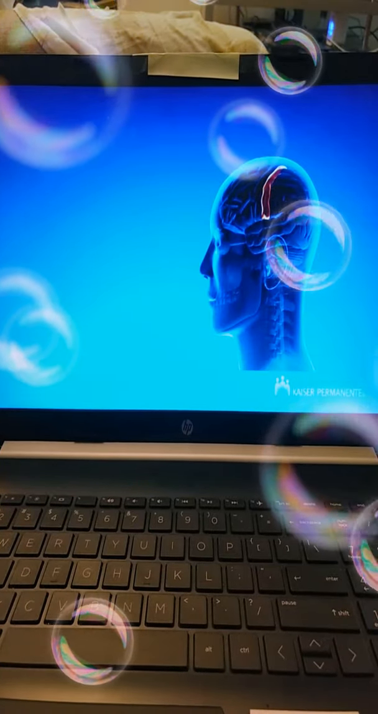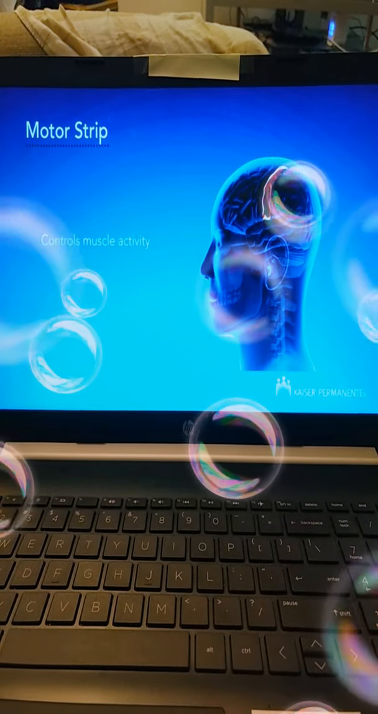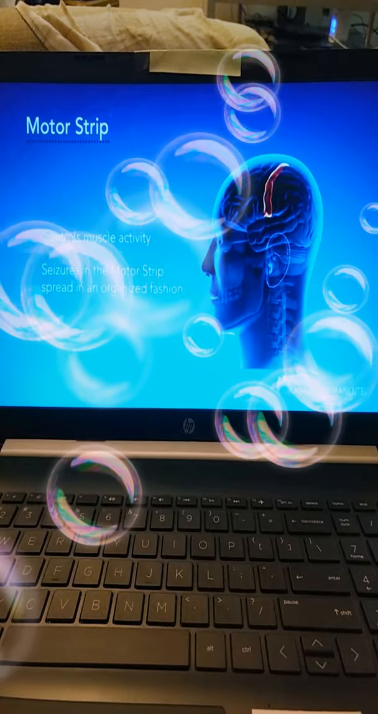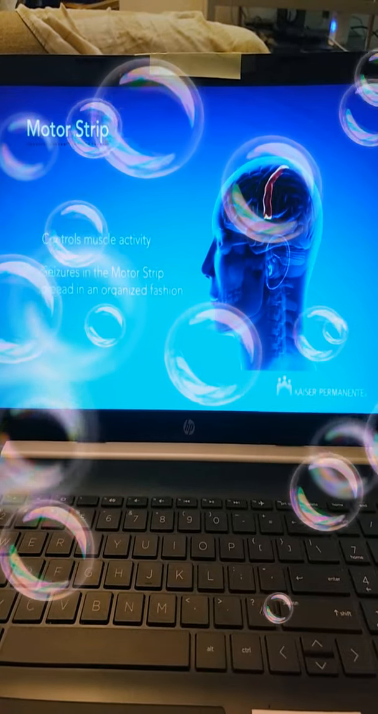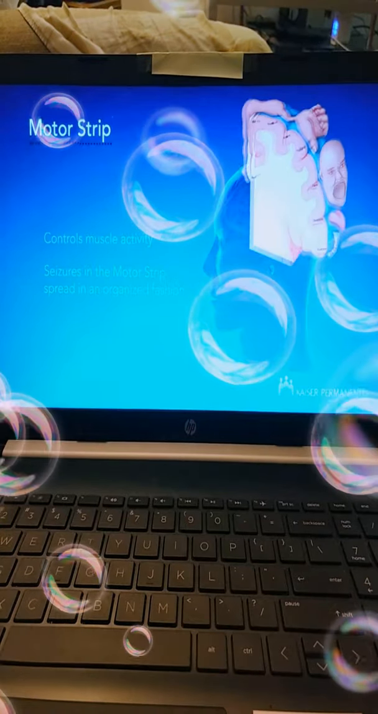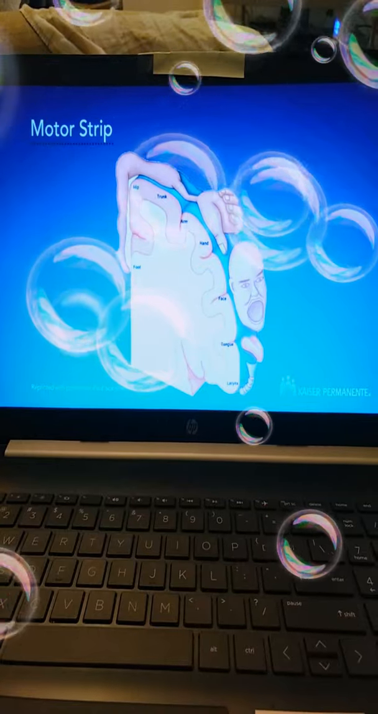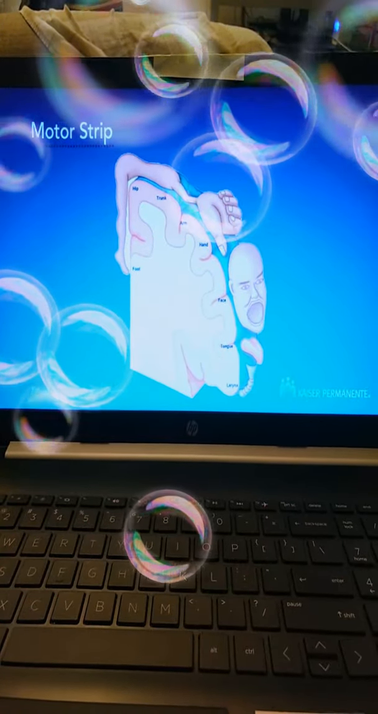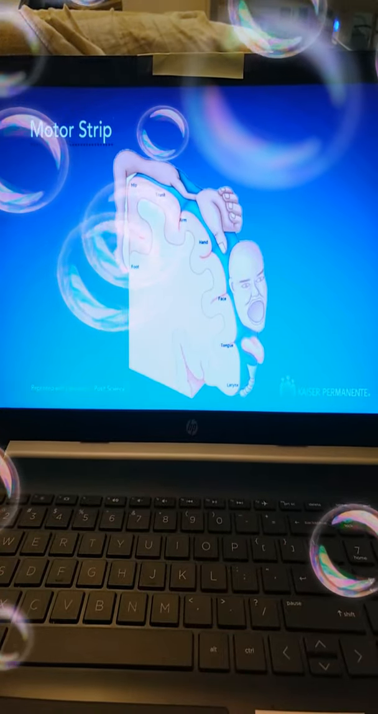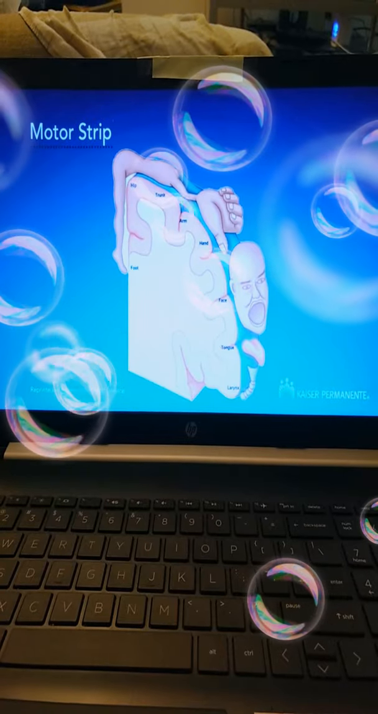This picture represents the motor strip. It is the part of the brain which controls our muscle activity. If a seizure is in the area of the motor strip, the abnormal electrical activity spreads in a very organized fashion. If the abnormal electrical activity remains localized, the seizure might only involve the face and/or hand. If it progresses, however, it starts to involve different parts of the body as it spreads along the motor strip.